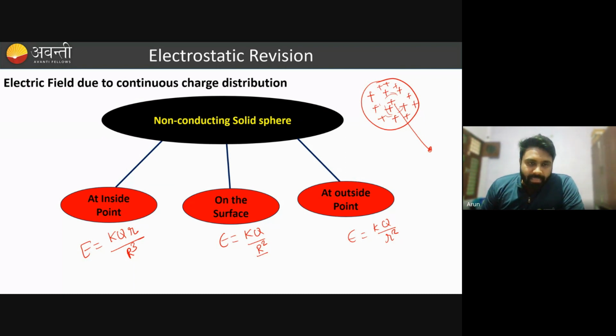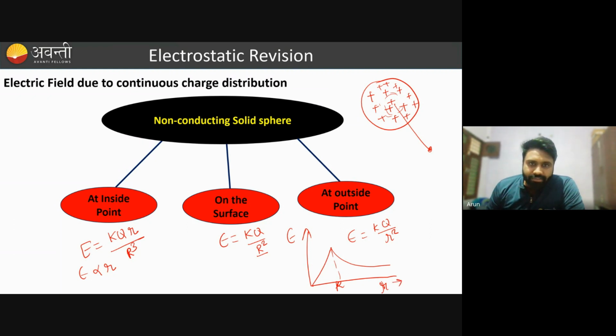So at the inside point, we know that this electric field varies linearly, which means at an inside point the electric field will not be zero. Got it? Okay. So if you try to draw the graph of it, it will vary linearly up to the radius, and after that it will vary hyperbolically. This is E and this is small r.